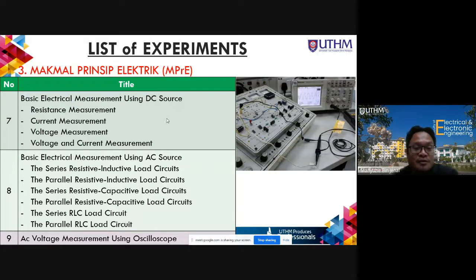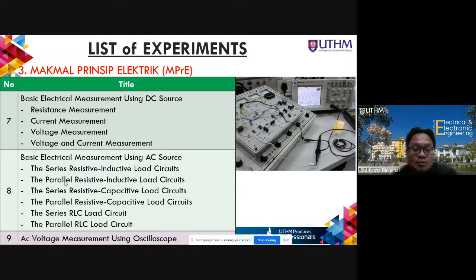Okay, so we have, for example, a few possible combinations of series and parallel load circuits. Okay, so for example, the first one, we have a series resistive inductive load. So we try to combine between resistor and also inductor. Of course, we install the resistor and also the inductor into our load circuits in series connection and see all the measurements. So what happened to the value of the current, for example, what happened to the value of the voltage, etc., etc. And then what about if we connect them in parallel?